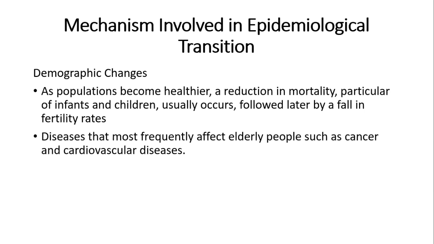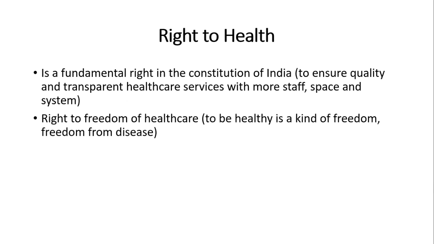So, what are the mechanisms involved in epidemiological transition? These are demographic changes. As the population becomes healthier, the mortality rate is reduced and life expectancy is increased, and diseases which more frequently affect the elderly population, such as cancer and other disease conditions, emerge. This was all about epidemiological transition.